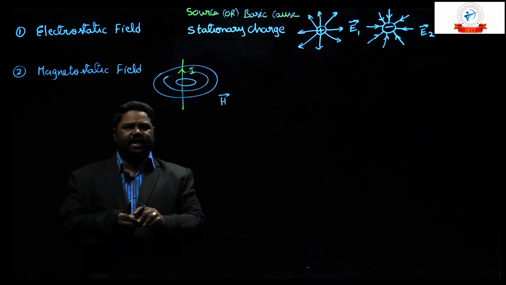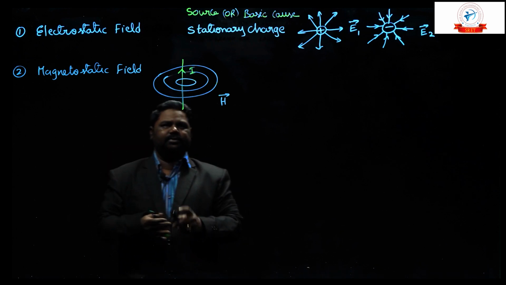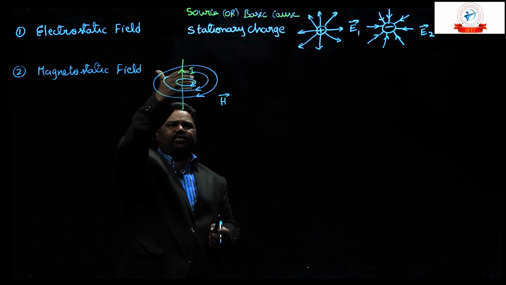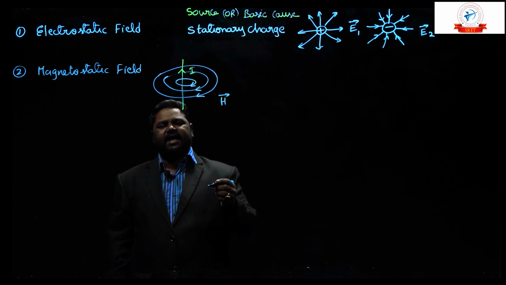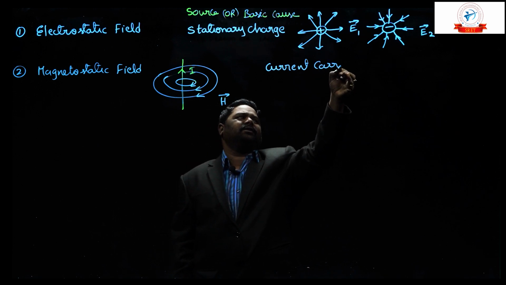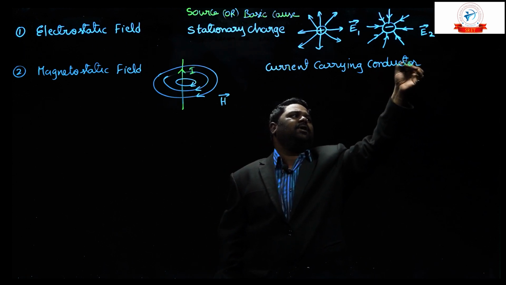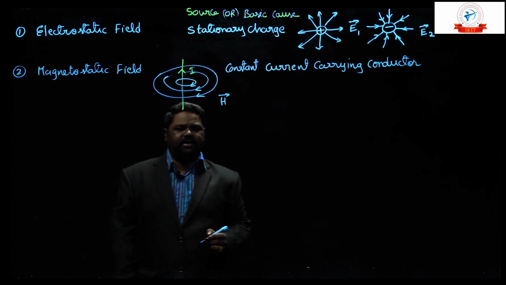Okay. So when you apply the right hand thumb rule, the thumb finger shows the current flow direction, and the remaining four fingers indicate the magnetic field direction. So this is the direction of the magnetic field, given by the right hand thumb rule. Okay. So now we can say that the source of magnetic field is a current carrying conductor. Or we should add the term constant: a constant current carrying conductor is the source of magnetic field.